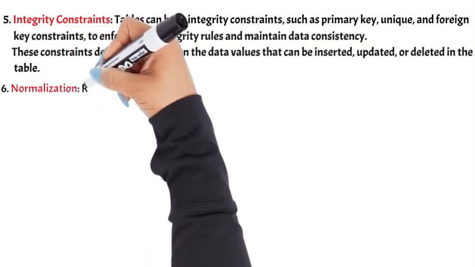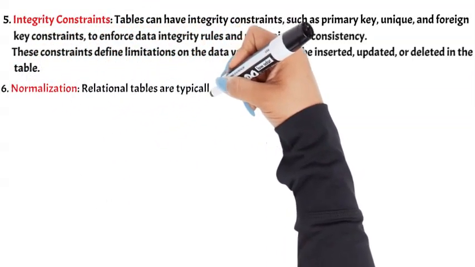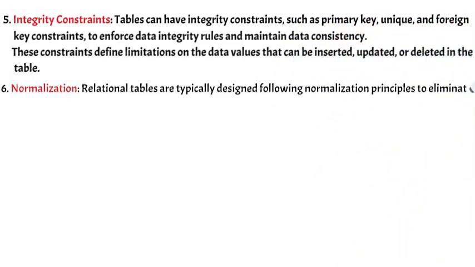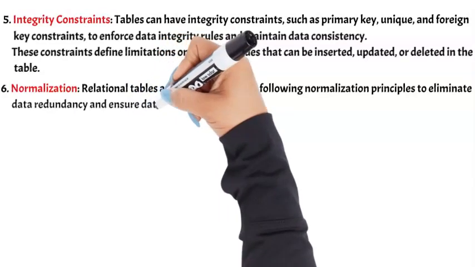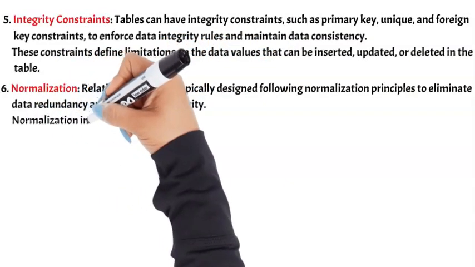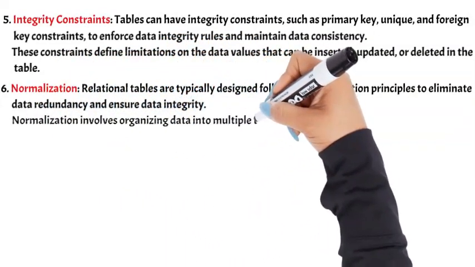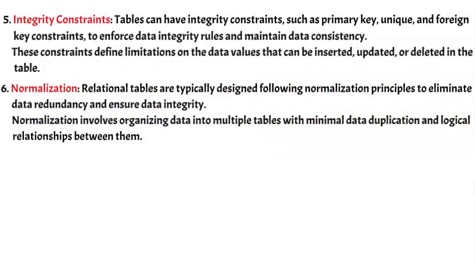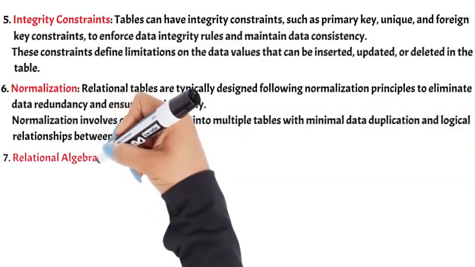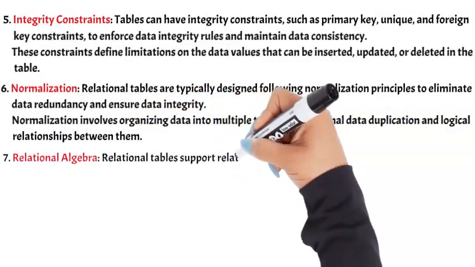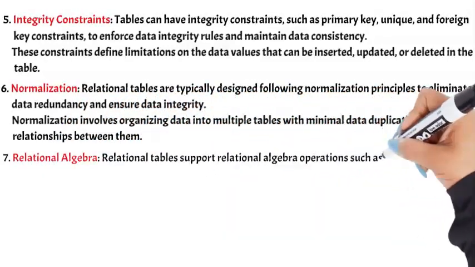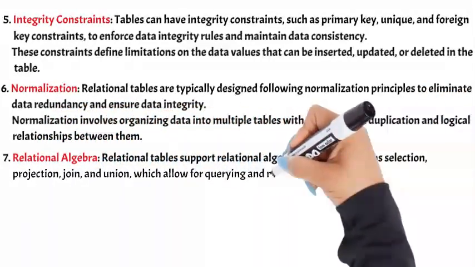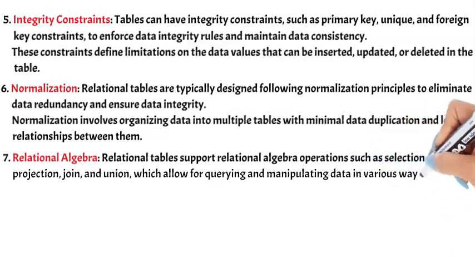6. Normalization. Relational tables are typically designed following normalization principles to eliminate data redundancy and ensure data integrity. Normalization involves organizing data into multiple tables with minimal data duplication and logical relationships between them. 7. Relational algebra. Relational tables support relational algebra operations such as selection, projection, join, and union, which allow for querying and manipulating data in various ways.